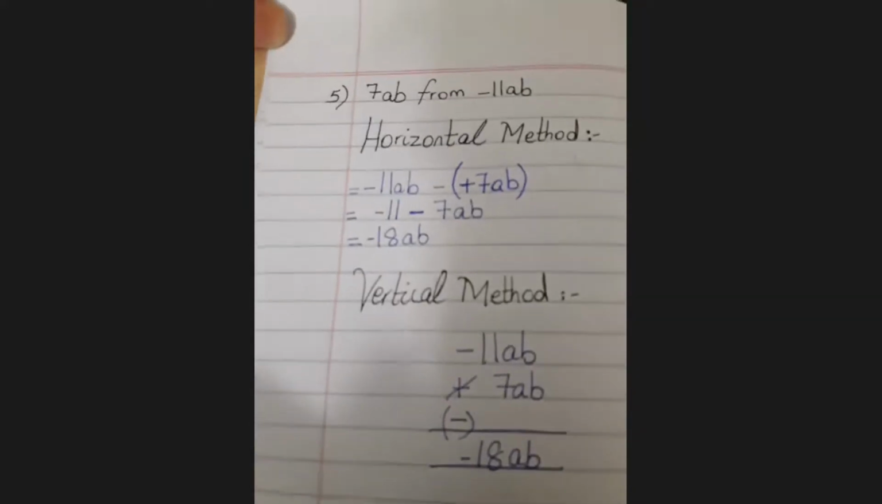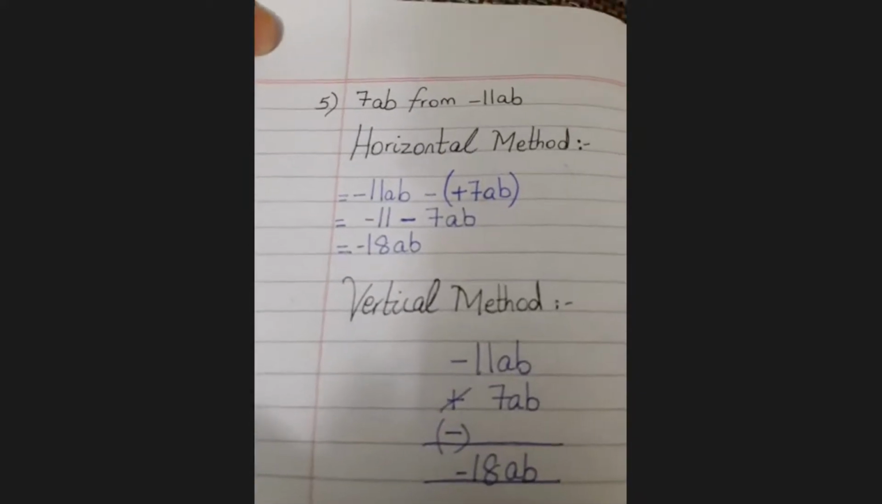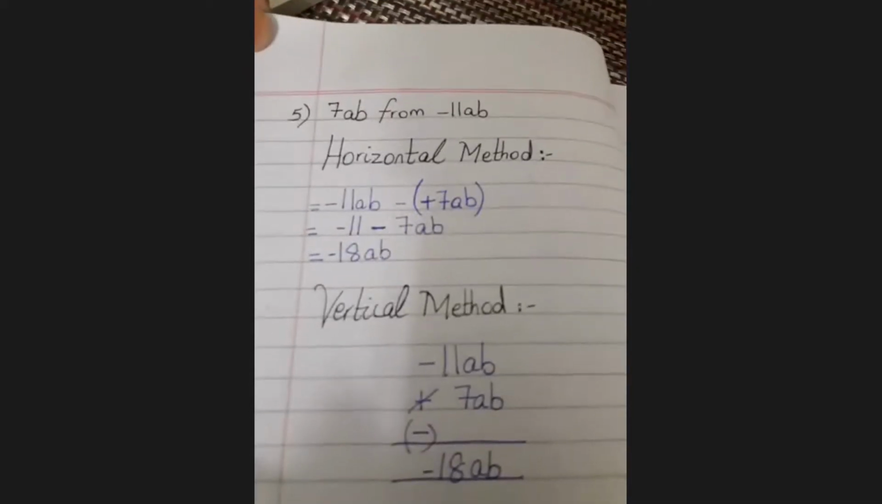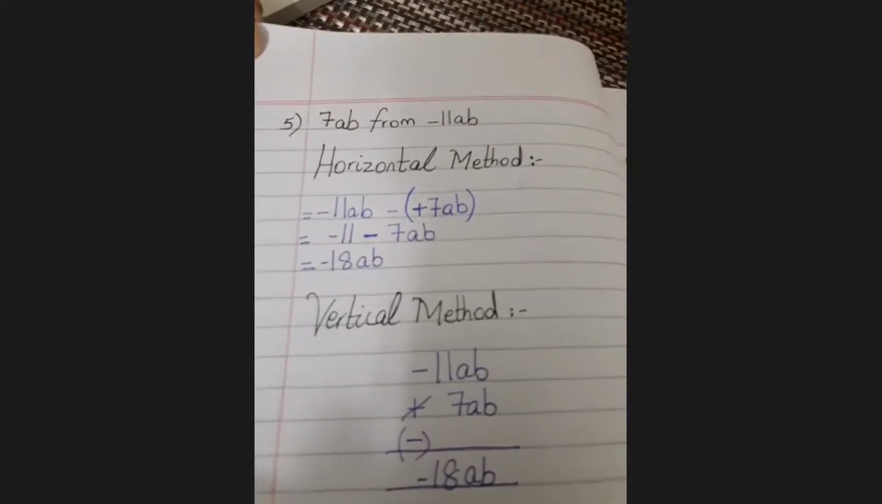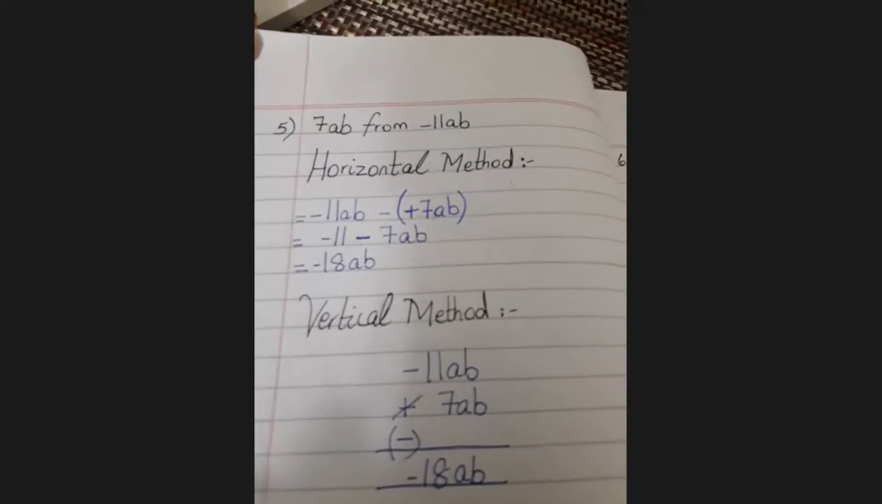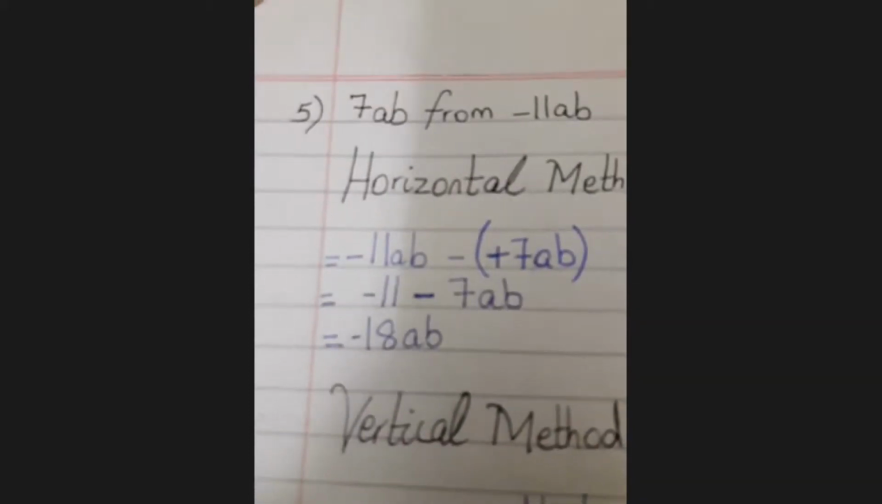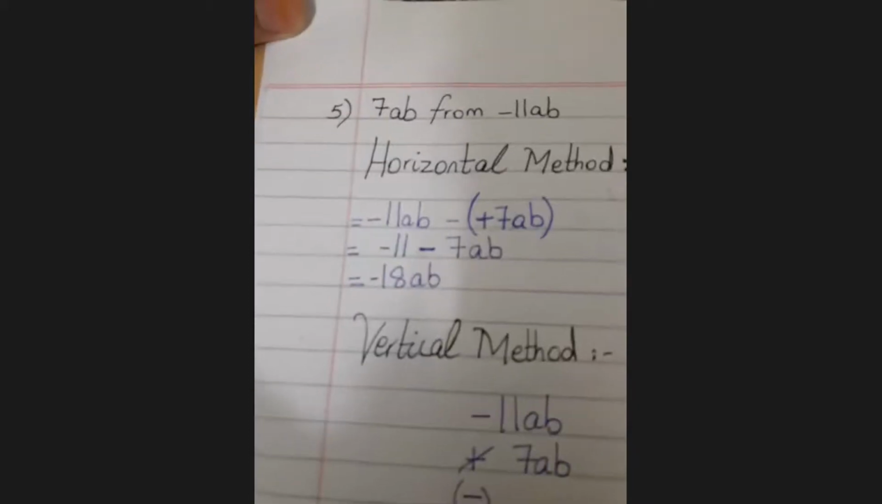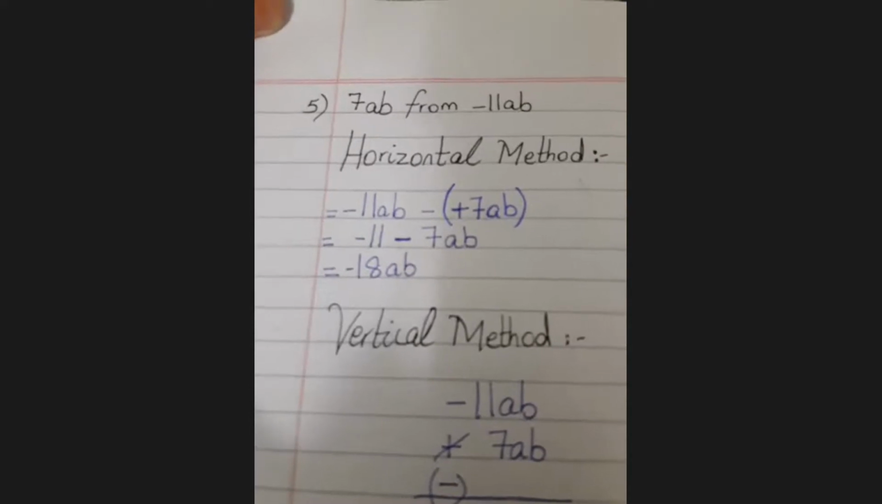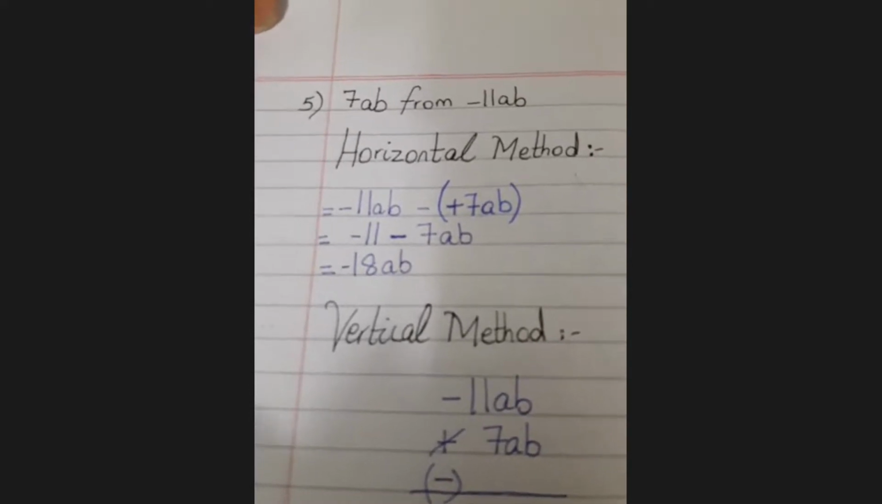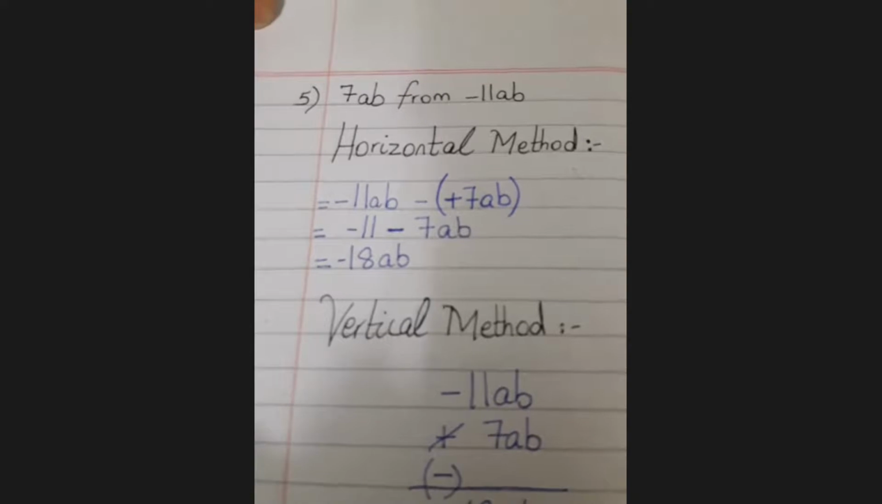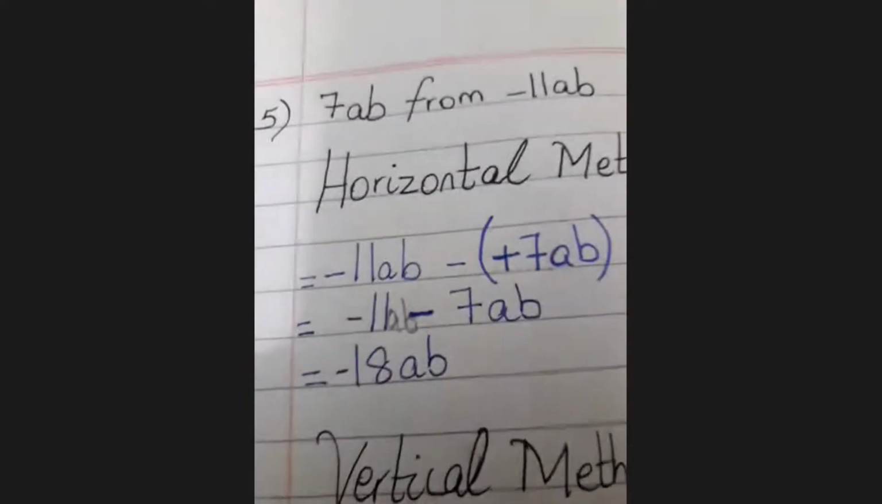Iman, look, in the second step of the horizontal method, you have written minus 11. Where is AB? Horizontal method, second step. Minus 11, look, AB is missing. Please write it down: minus 11 AB minus 7 AB. Okay, very good, beti. Quickly make the correction. Now show me question 6.